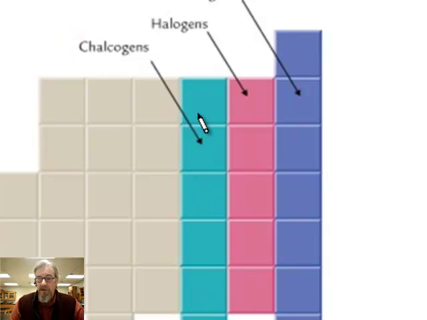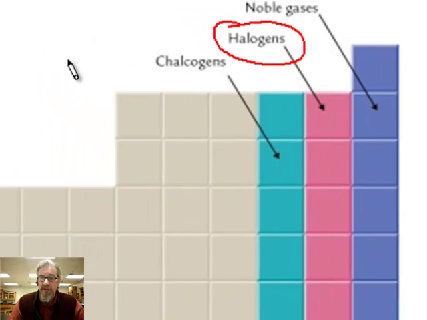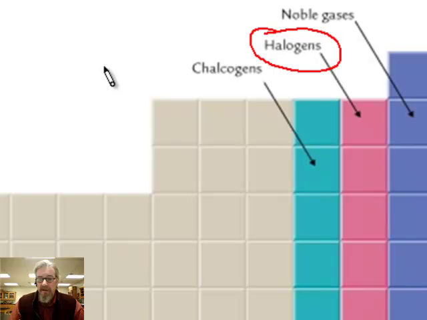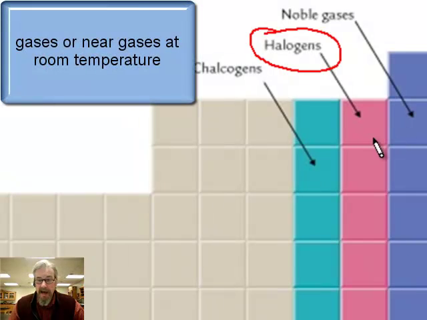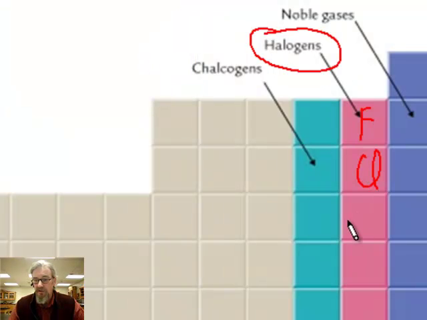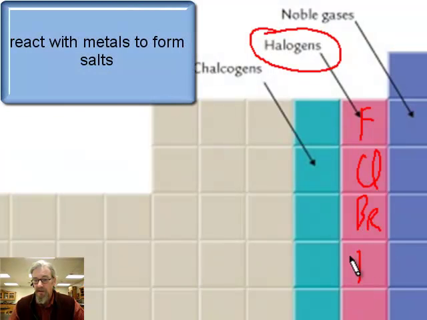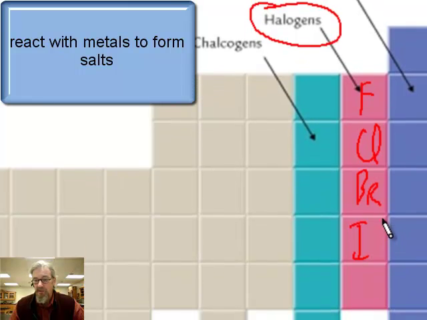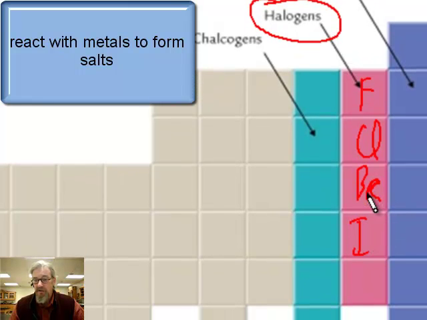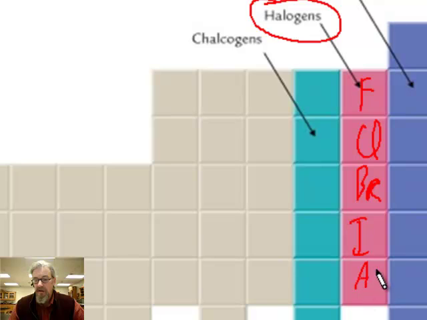The next column that we're going to look at is the halogens. Halogen, the word really literally means salt former. And these halogens react with all kinds of metals to make different kinds of salts. These things are either gases or near gases at room temperature. They all end in "ene." They're famous: fluorine, chlorine, bromine. Iodine is a solid, but it's really close to being a liquid. And astatine is extremely rare. So those are the halogens.